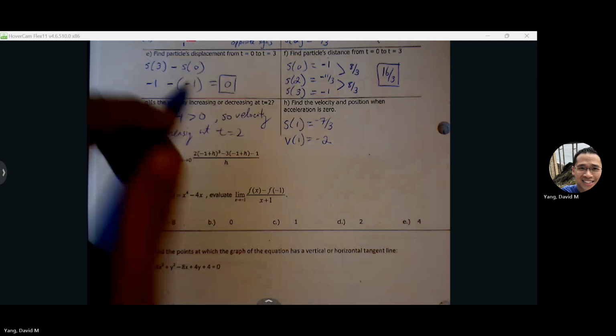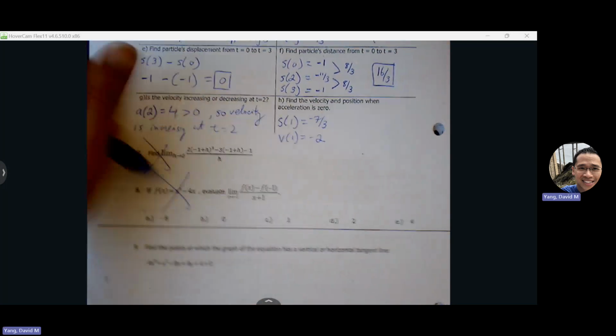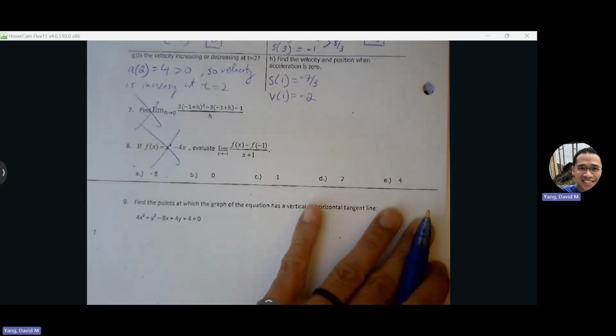Okay, you guys can cross off 7 and 8. I won't put limit definitions on your test.